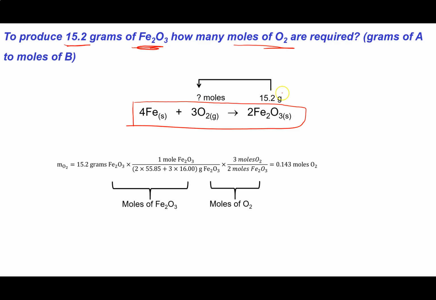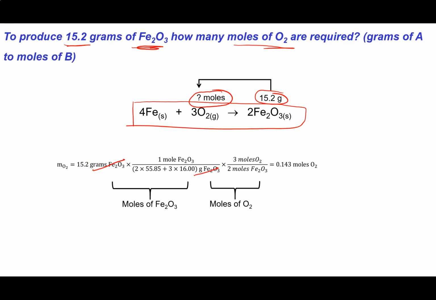And what I'm really being asked is I've got 15.2 grams of this guy, how many moles of the O2 am I going to need? So what I want to do is take my grams of Fe2O3 and multiply that by 1 over its molar mass. And what that'll do is give me the moles of Fe2O3. And you can see that because those units there will cancel out.